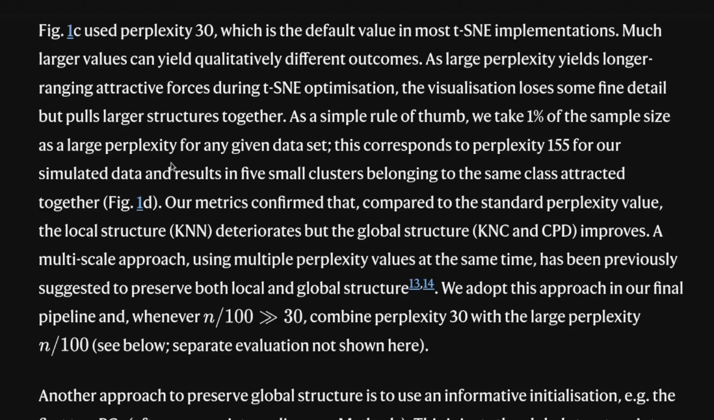We adopt this approach in our final pipeline and combine perplexity 30 with the large perplexity. See below. Separate evaluation not shown here. Another approach to preserve global structure is to use an informative initialization, for example the first 2 PCs, after appropriate scaling, see methods. This injects the global structure into the t-SNE embedding, which is then preserved during the course of t-SNE optimization while the algorithm optimizes the fine structure, Figure 1e.